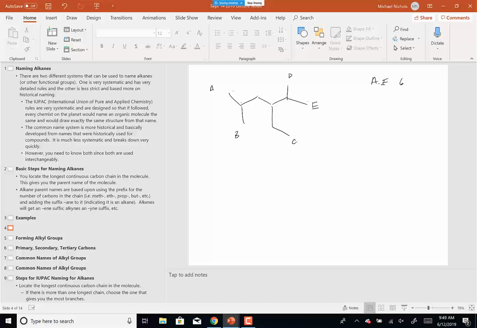Where do you want to go? D to C? Okay, so going from A to D is going to be 1, 2, 3, 4, 5, 6. And going from A to C is going to be 1, 2, 3, 4, 5, 6.